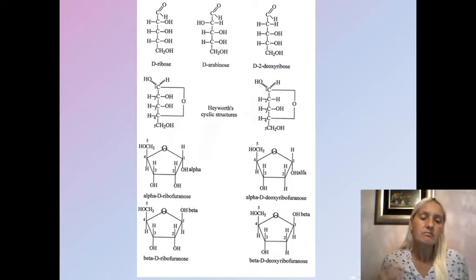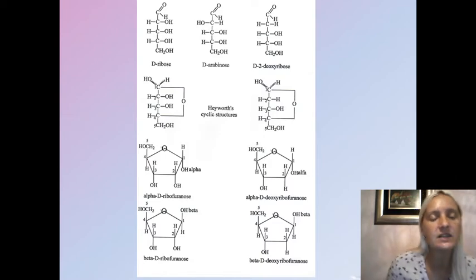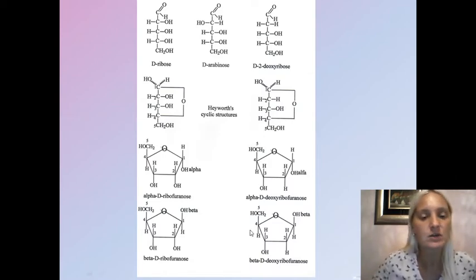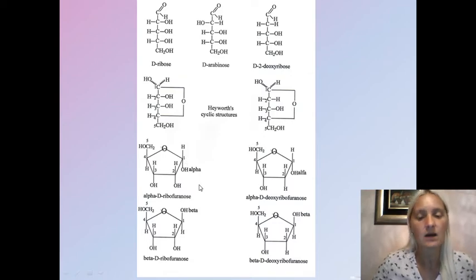So in short, those alpha and beta forms are marked as anomers. So we have alpha-D-ribofuranose or beta-D-ribofuranose depending on the position of the hemiacetal OH group at the C1 carbon atom.